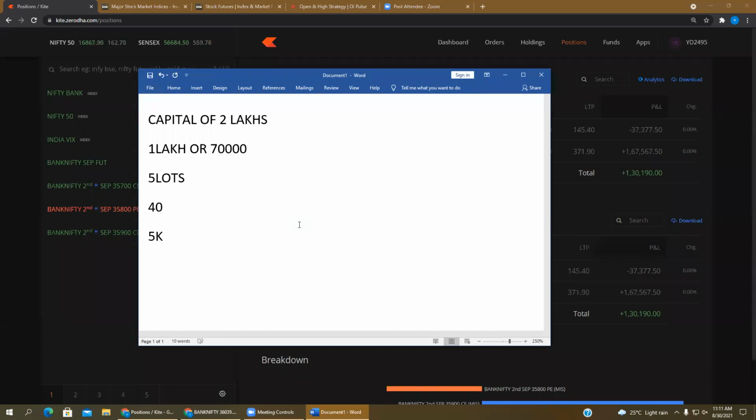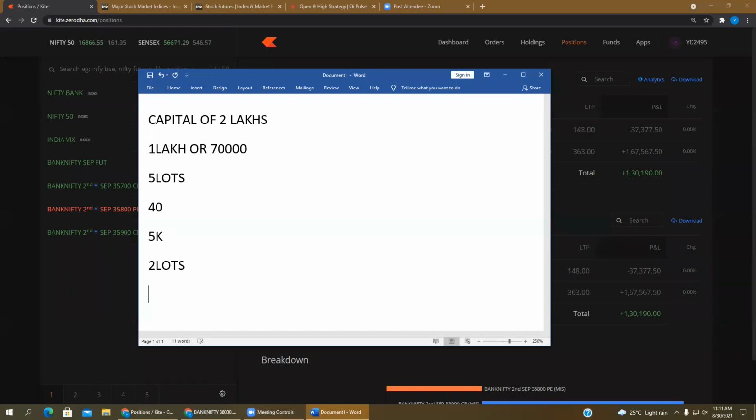We'll do that. So what we'll do is, let's say I have a 5,000 rupees profit. Now what I want to do is, I want to protect my profits also, right? I want to protect my profits. So after I have done 5,000, if I'm trading with 5 lots, I want to only trade with 2 lots. I will only trade with 2 lots.